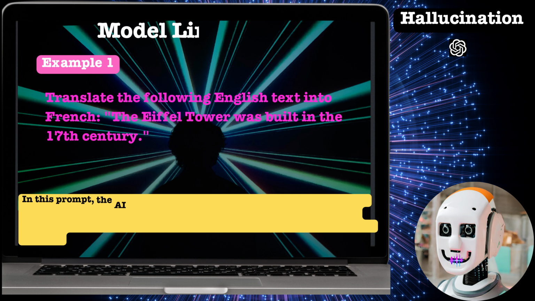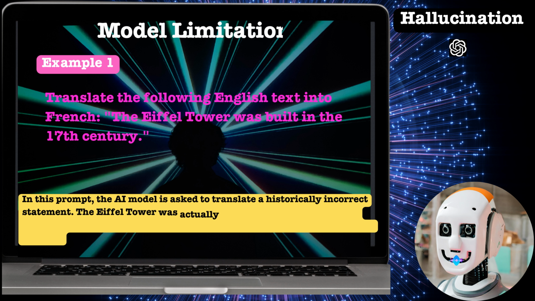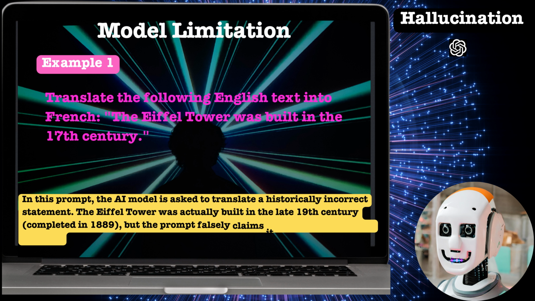For example, in this prompt, the AI model is asked to translate a historically incorrect statement. The Eiffel Tower was actually built in the late 19th century, completed in 1889, but the prompt falsely claims it was built in the 17th century.